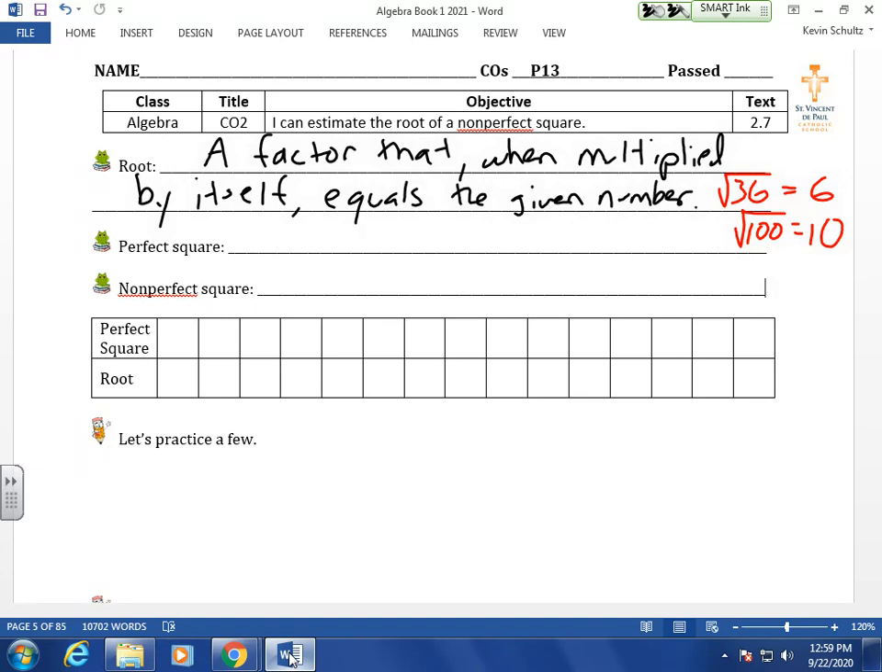Okay. We're going to define perfect square and non-perfect square, and relate it back to rational and irrational numbers. A perfect square has roots that are rational, like 16. The square root of 16 is 4. 4 is a rational number. Root 36 is 6. Root 100 is 10. Both 6 and 10 are rational numbers. Whereas non-perfect squares, they have roots that are irrational.